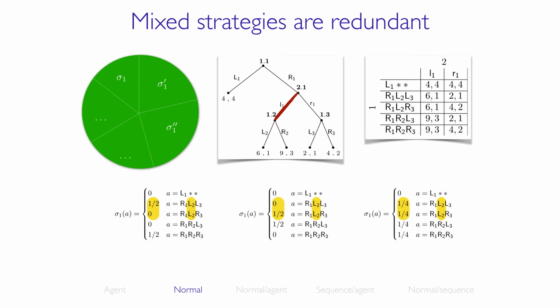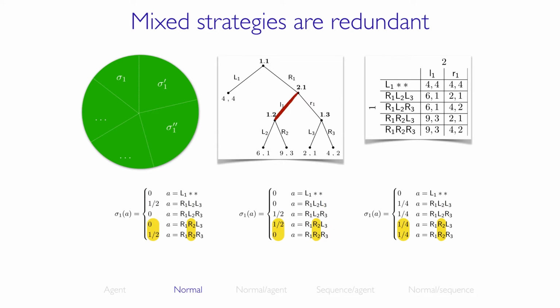In the second strategy, the plan R1, L2, L3 is played with probability 0, while R1, L2, R3 with probability 1/2. Thus, the outcome (6,1) is reached with probability 1/2. In the last strategy, the plans R1, L2, L3 and R1, L2, R3 are played each with probability 1/4. Thus, also in this case, the outcome (6,1) is reached with probability 1/2.